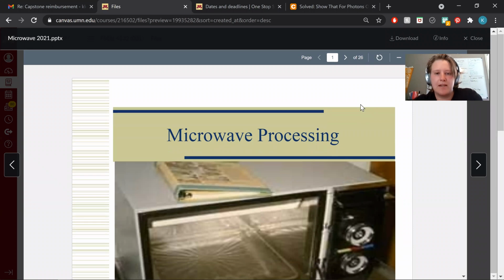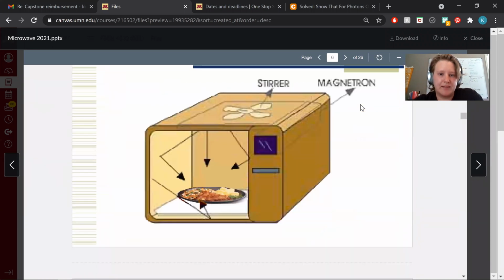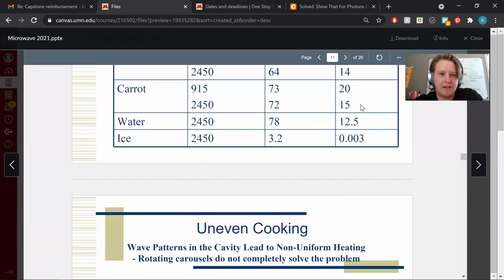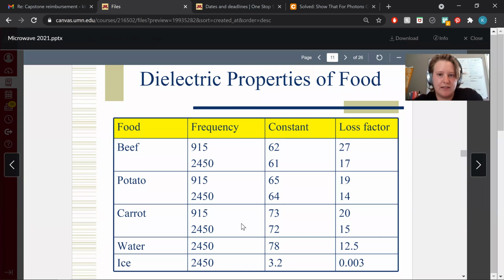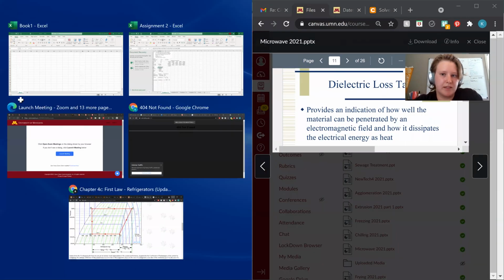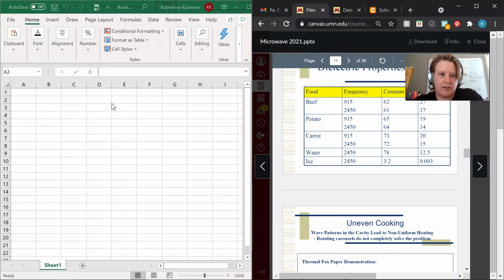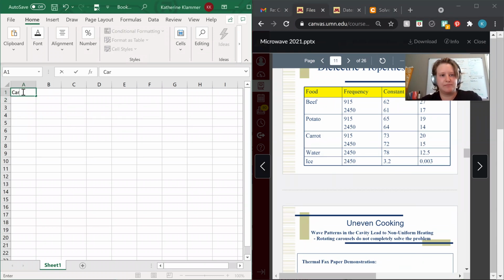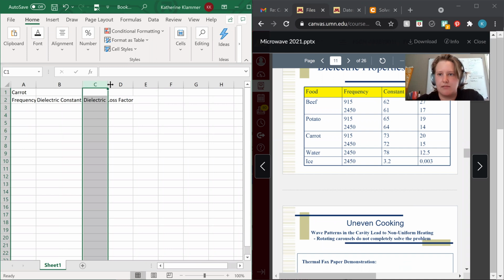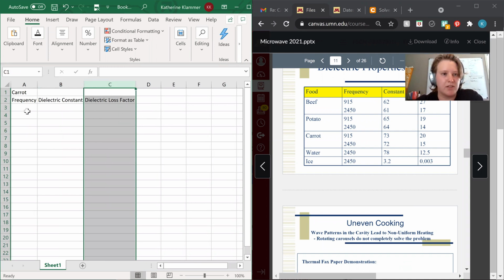So if you go to this, or it might be in our book somewhere, down here, there's a graph of frequencies, the constant, and the loss factor. So what we're going to do is go over the carrot. So for a carrot, we have frequency, dielectric constant, and then dielectric loss factor. And you guys can tell me at any time to stop or explain or whatever. Just let me know.